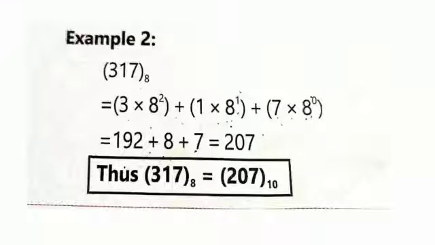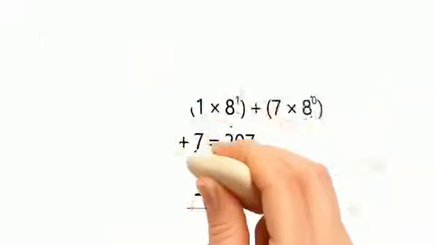3 into 8 raised to 2: 8 8s are 64, and 64 into 3 equals 192. Plus 1 into 8 raised to 1 means 8; 1 8s are 8. 7 into 8 raised to 0: any number raised to 0 means 1, that's why 7 1s are 7. 192 plus 8 plus 7 is equal to 207, that is the decimal number.